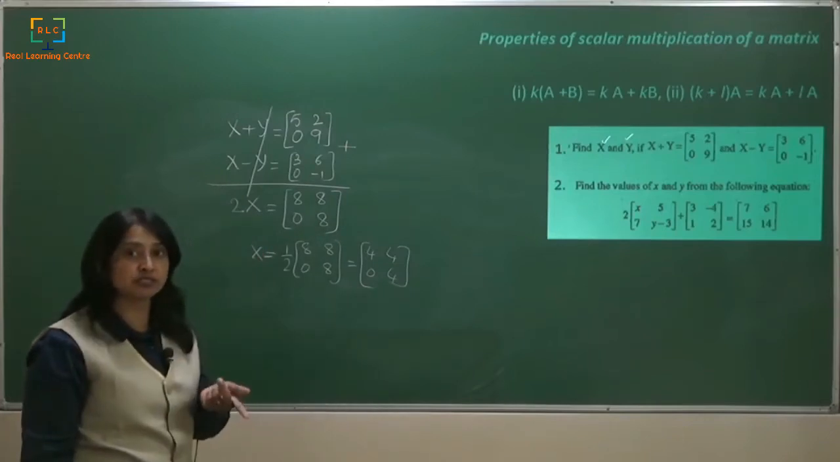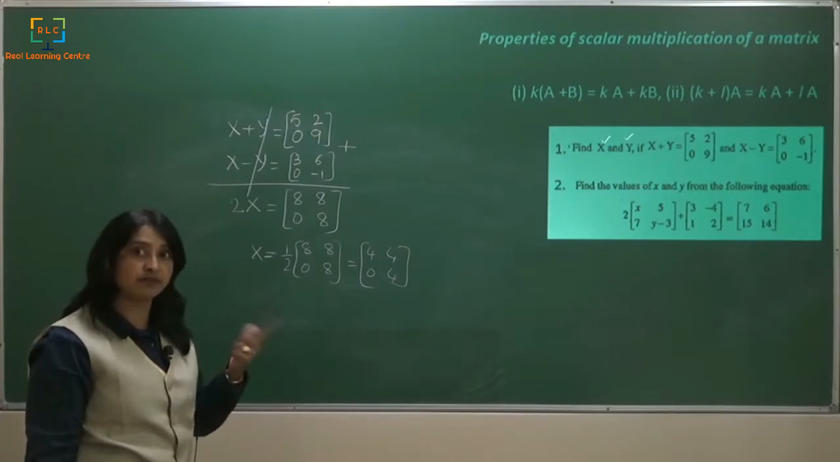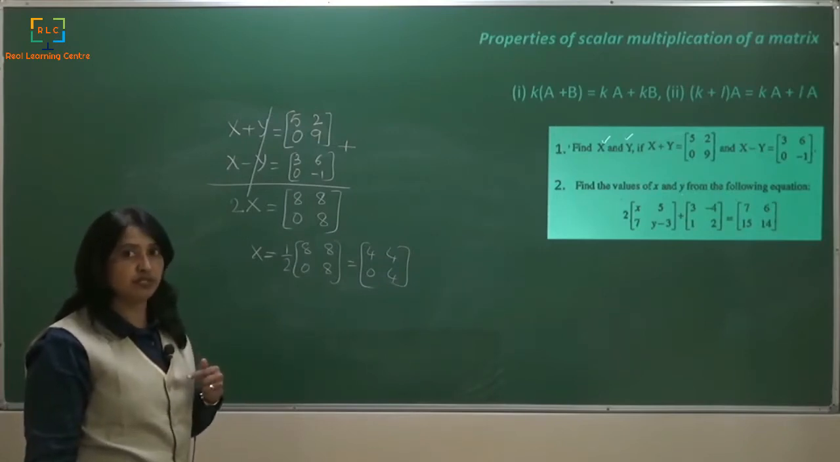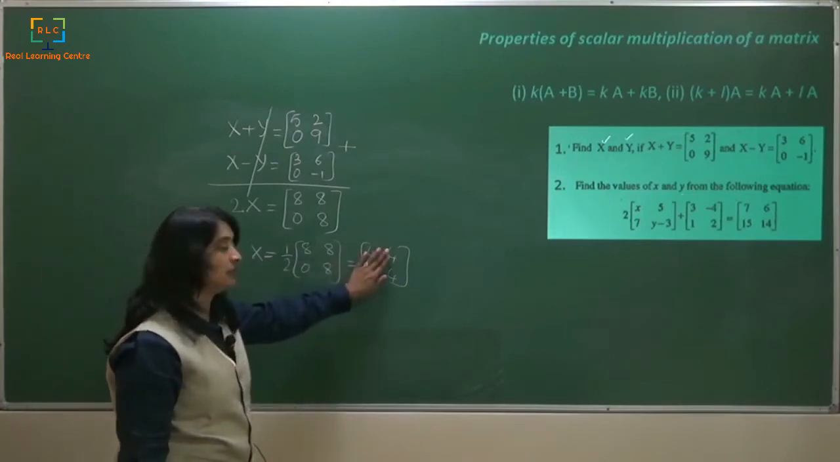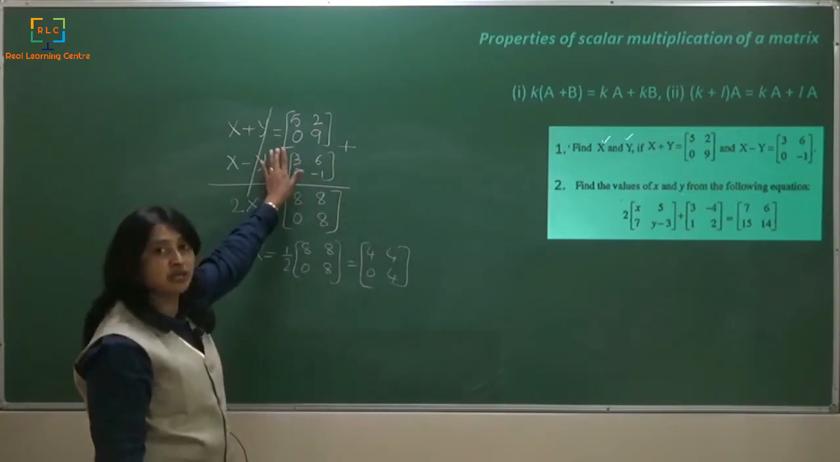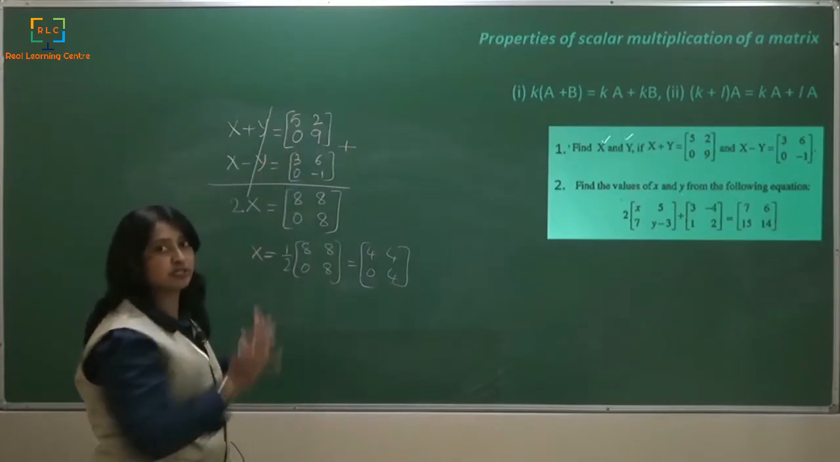I have to find out y also, is it not? What will you do in simultaneous linear equations to get the second variable after getting the first variable? Here also do the same thing. I have got the x matrix here. I'll go to one of the equations they have given, whichever I feel is simple, plug in your x matrix, and you'll get your y matrix.